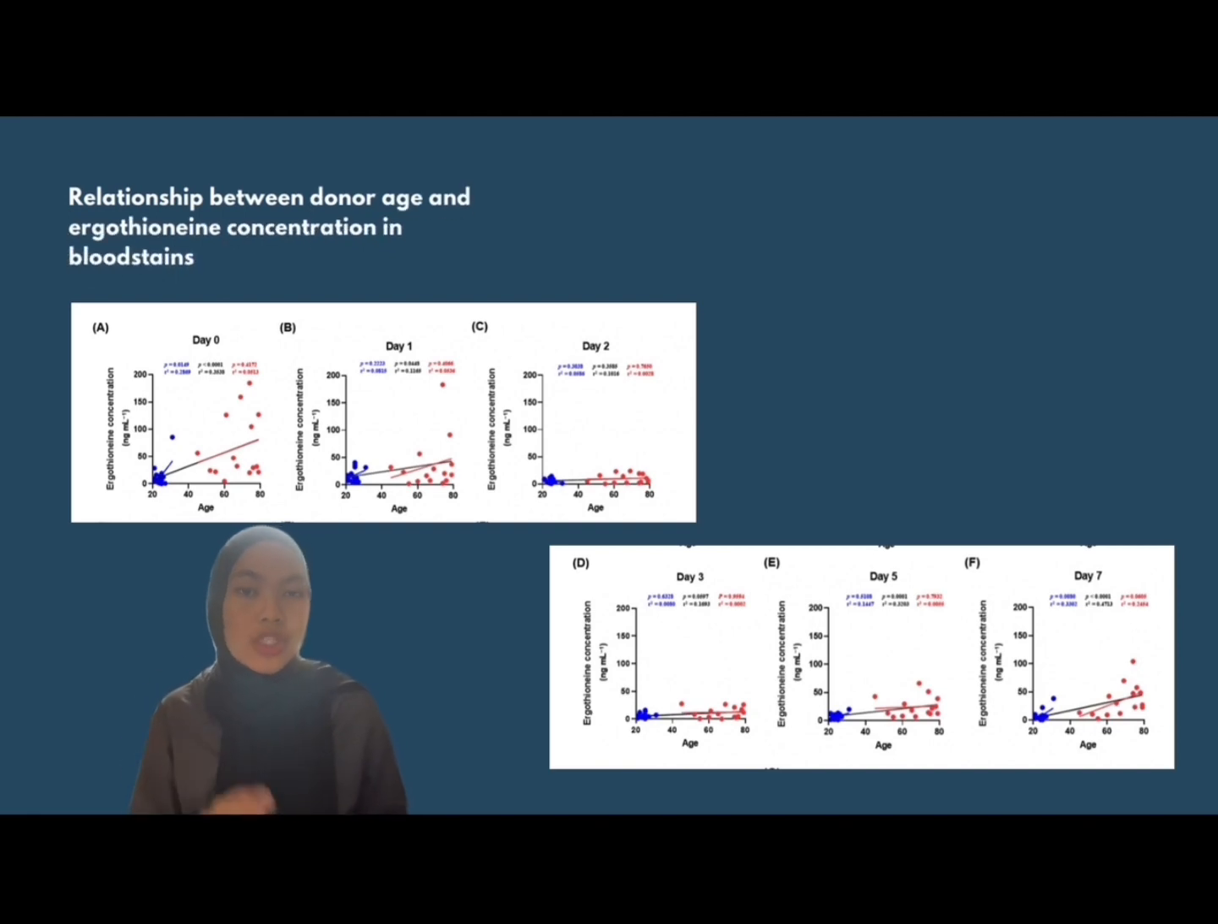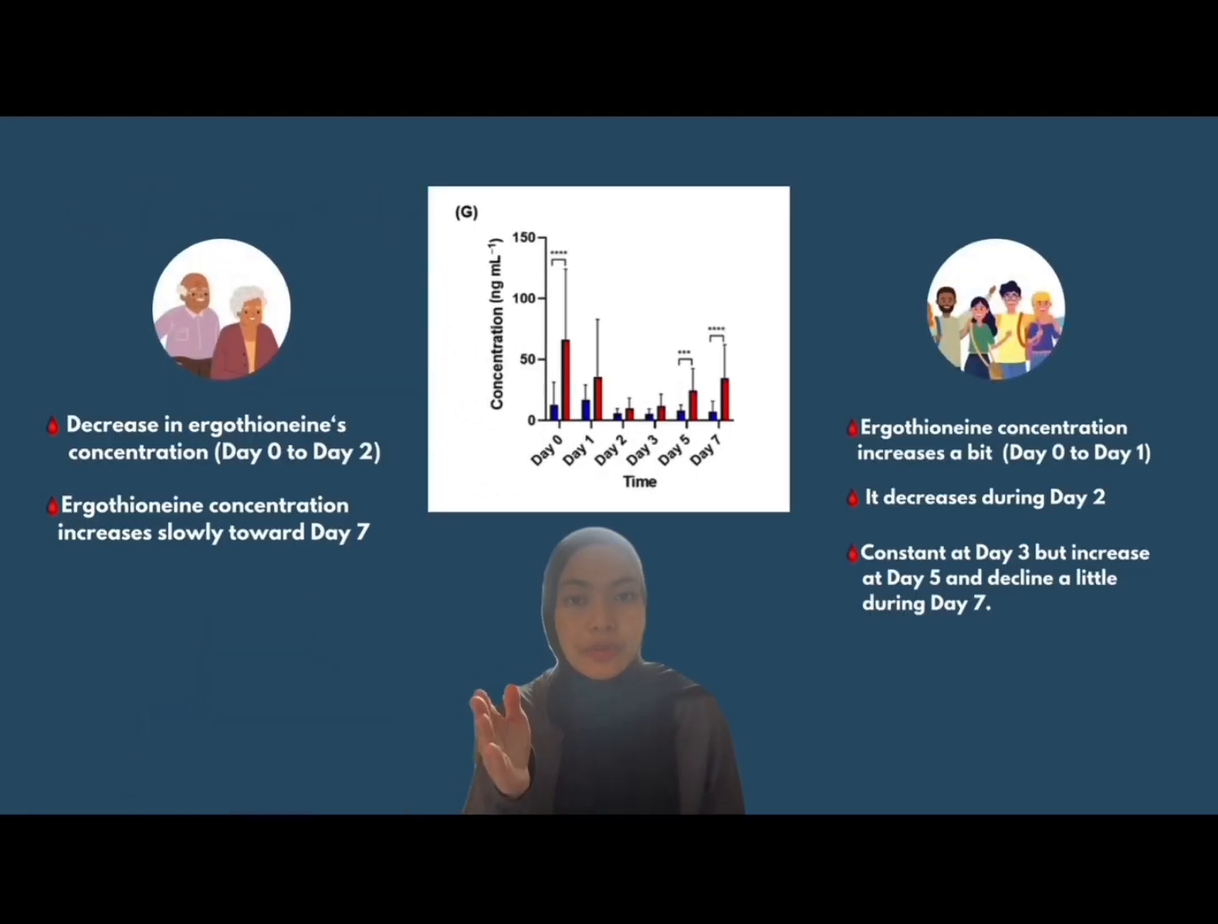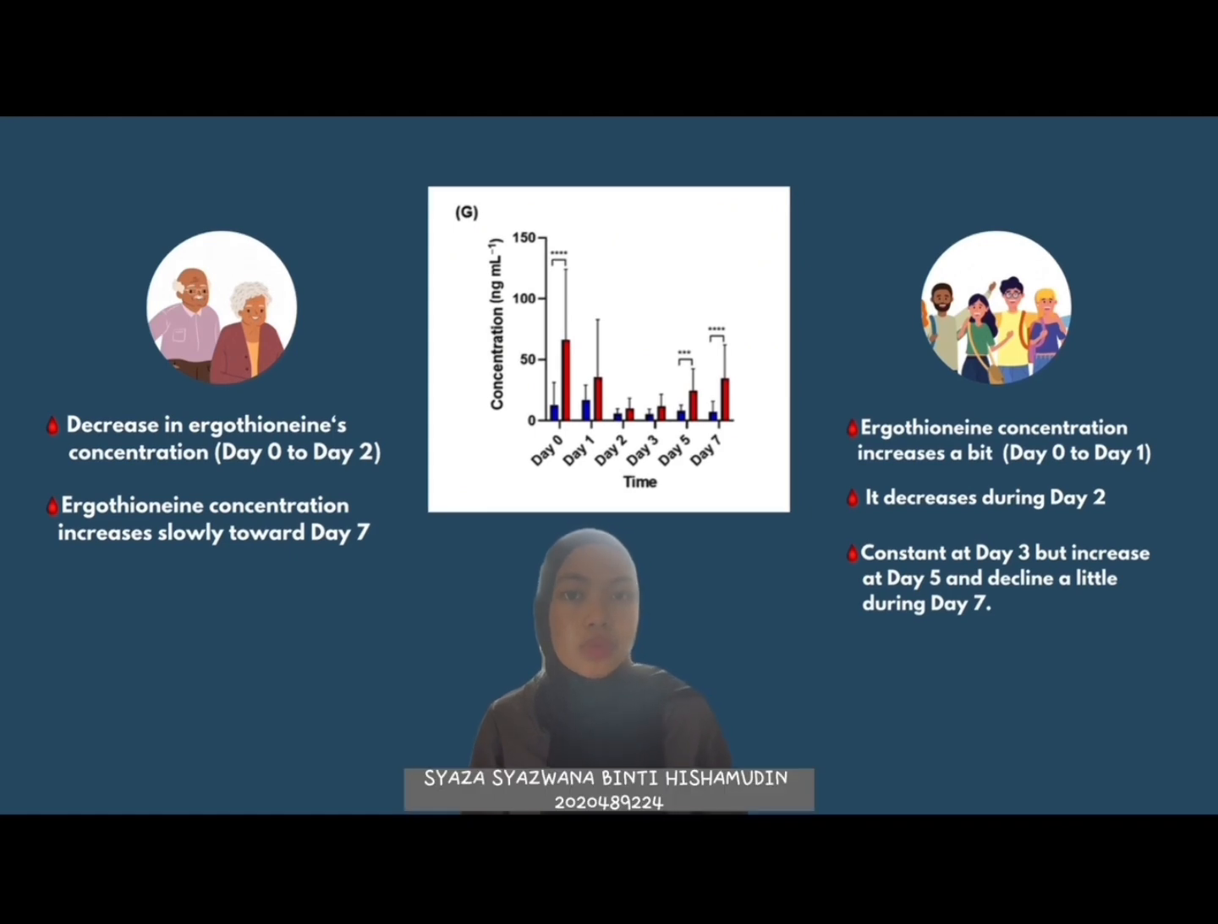Both diagrams show the relationship between donor age and ergothioneine concentration in bloodstain. The red bar represents the elderly. From the graph, ergothioneine concentration decreased from day 1 to day 2, and it took a turn by increasing from day 3 to day 7. Meanwhile, the blue bar is the youth. The concentration increased a little to day 1, but it declined at day 2 and stayed constant until day 3. However, it rises again at day 5 and dropped at day 7.